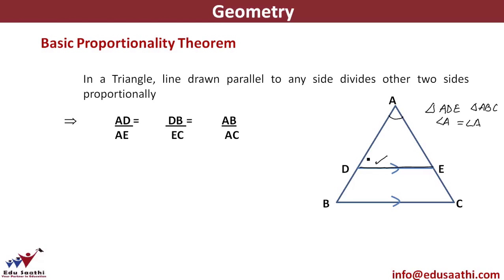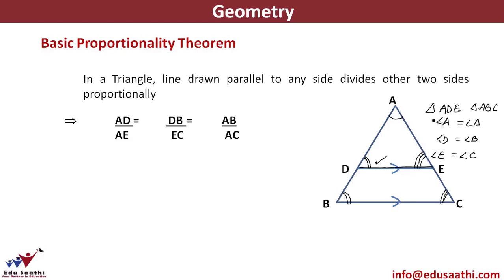If two lines are parallel, AB will act as a transversal. This will be the set of corresponding angles that will be equal. Similarly, AC will act as a transversal and there will be a set of corresponding angles which are equal. So, I would write angle D is equal to angle B, angle E is equal to angle C.